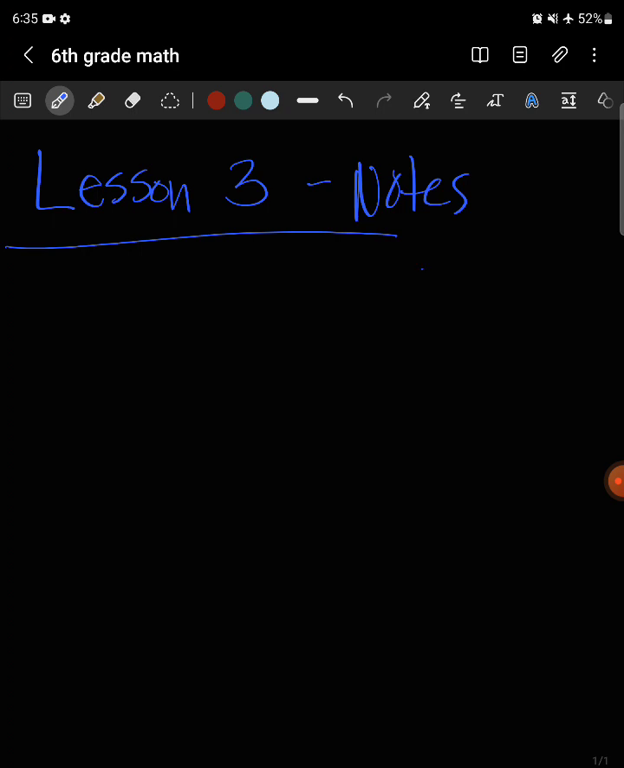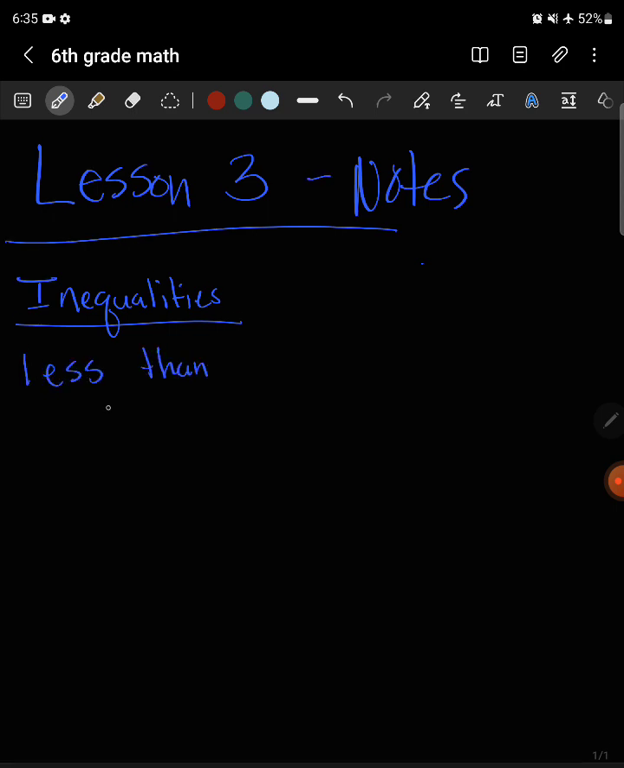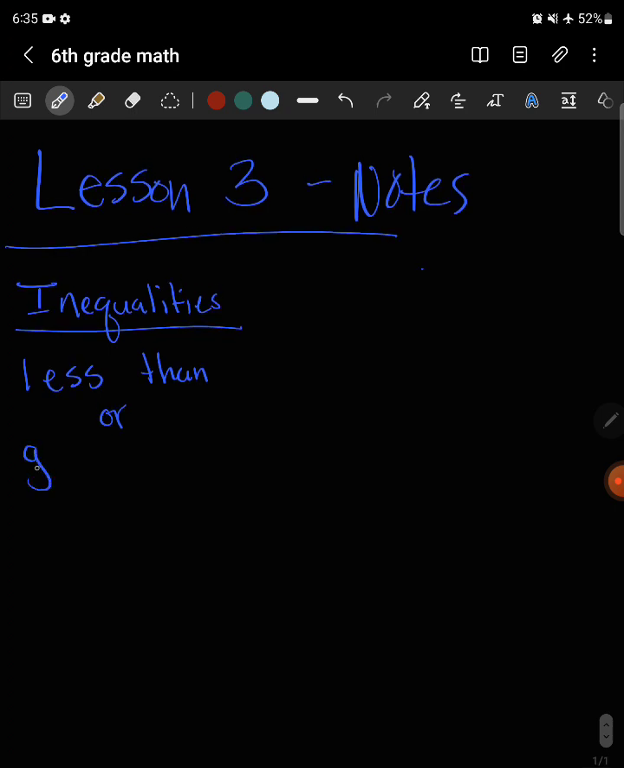So lesson 3 is referring to inequalities. All right. So whenever we are talking about inequalities, let me write this out right now. Inequalities. All right. Whenever we're talking about inequalities, we are talking about less than or greater than. And we normally show that by using a symbol. All right. So we have a less than symbol and we have a greater than symbol.